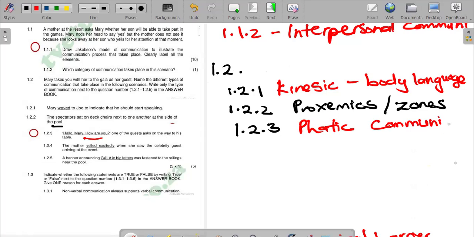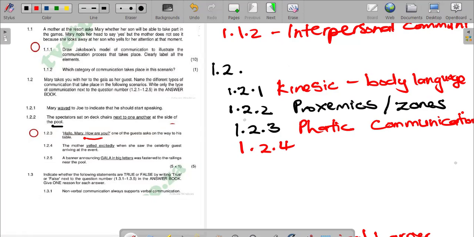Words that are used to start a conversation. Hello, Mary, how are you? It is used to convey a feeling rather than a meaning. So let's move on to 1.24. The mother yelled excitedly when she saw the celebrate guest arriving at the event.